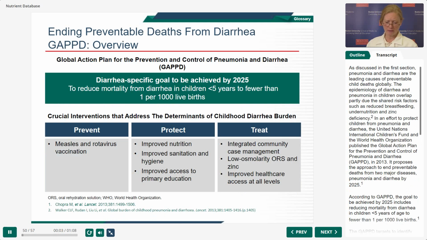There has been an effort to try to prevent death due to diarrhea, and it's called GAPPD. Basically what this effort suggests is to prevent diarrhea by acting on measles and on vaccination, especially for rotavirus, to protect the child by using right hygiene and sanitation, act on their nutrition, and improve education of parents. So this group, GAPPD, recommends in terms of treatment to have a better integrated community case management, use low osmolarity ORS, and also improve healthcare access to all levels. And this is not just the availability of ORS and zinc for the home, but also having access nearby, within 30 minutes, to a hospital setting.